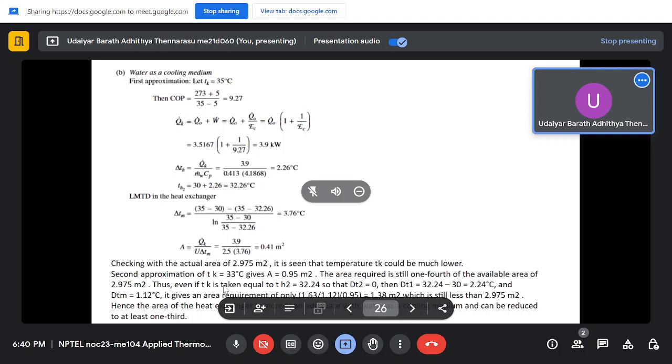So now if you take the second approximation of the condenser temperature to be 33 degrees Celsius and solve similarly, we will find out that area comes out to be 0.95 meter square. So if you see, this is close to 1, which was asked in the third part of the question. So we'll see how to solve that, but before that, the area required is still 1/4 of the available area of 2.975 meter square.